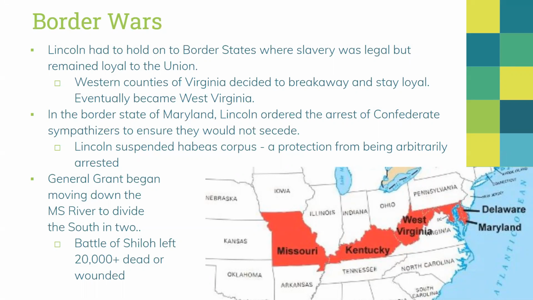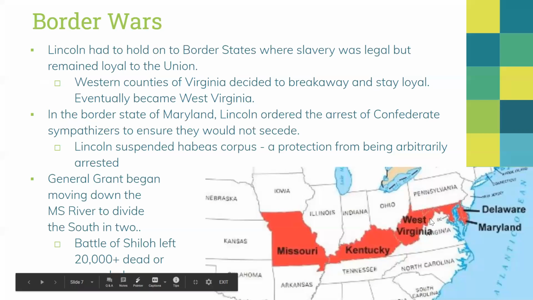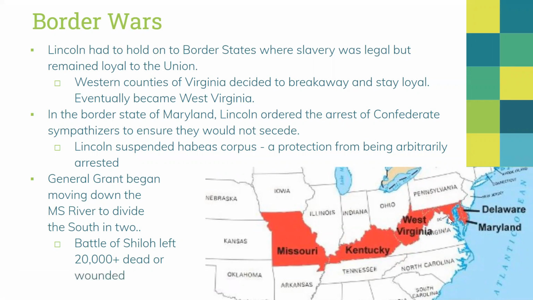So a key strategy that I mentioned a couple slides ago was about border states. See, border states are the states in red in that map there, where slavery is legal, but they decided not to secede. They remained loyal to the Union. And another change was the western counties of Virginia decided to break away and stay loyal to the North. Eventually, this would become the state of West Virginia.